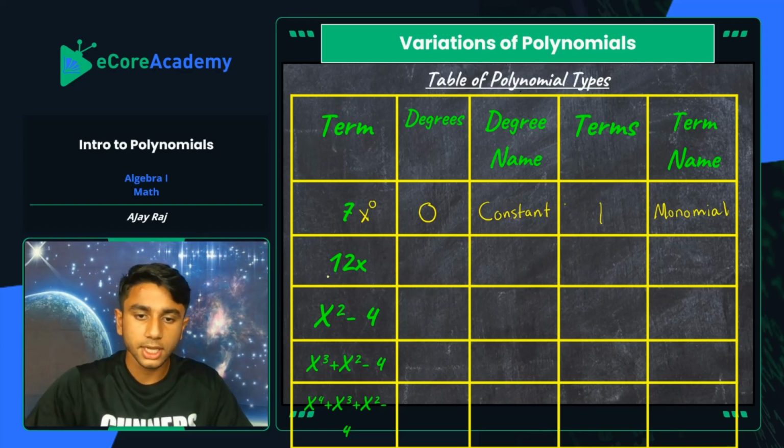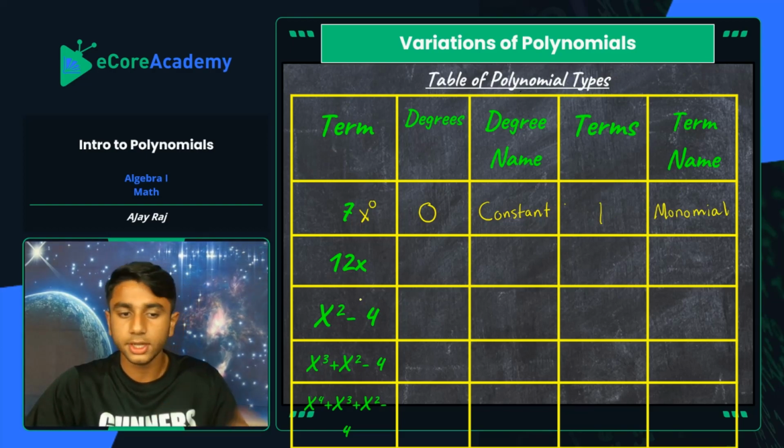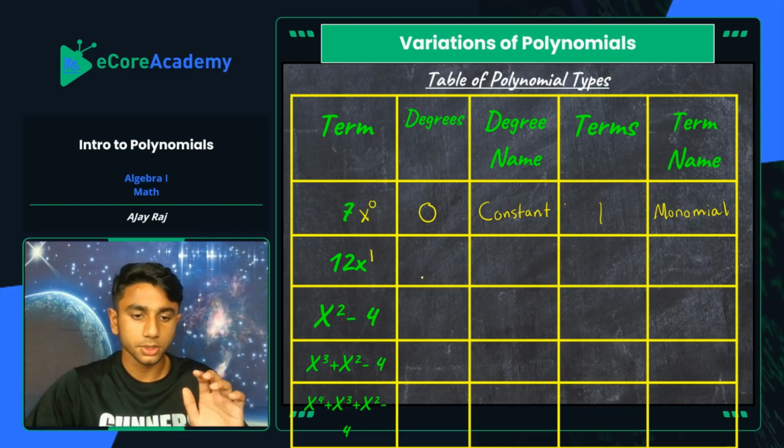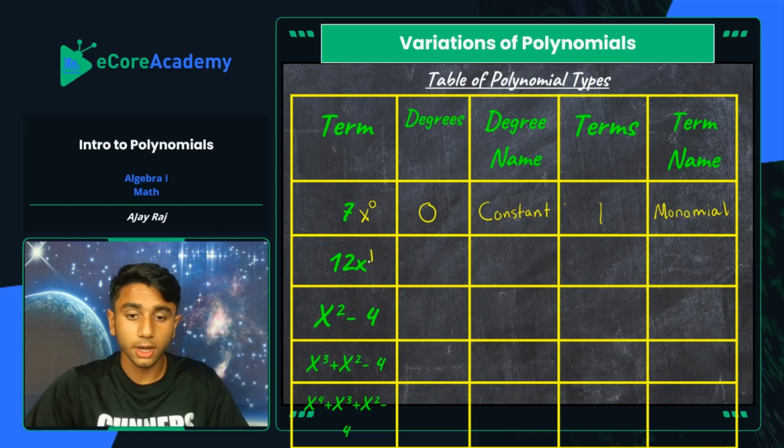Then afterwards, we're going to take a look at 12x here. Now, there's an added variable here. That's the one major difference. So we're going to add in that invisible exponent of 1, the identity property. Essentially, it's going to stay the same. The number of degrees here: remember, variables all have 1 degree. There's only 1 variable, so it's going to be a first degree.